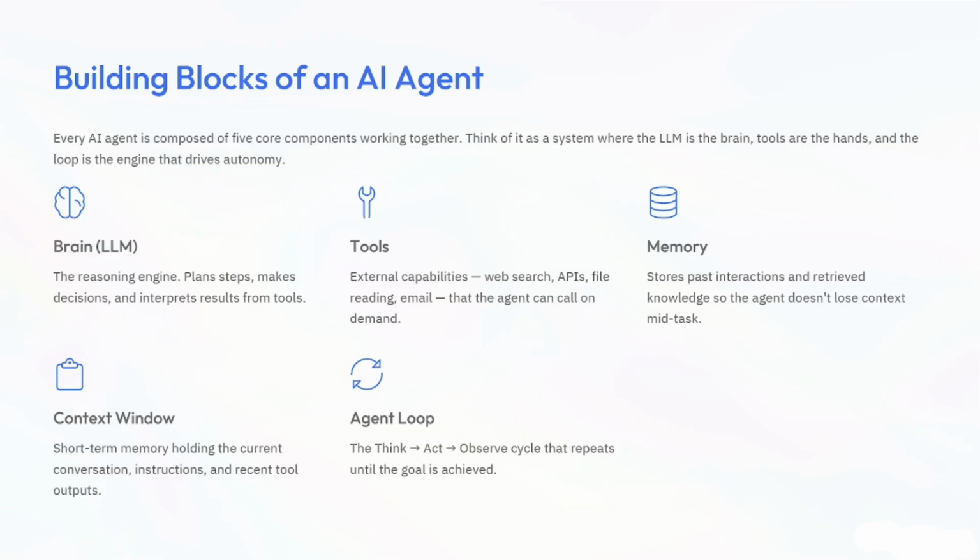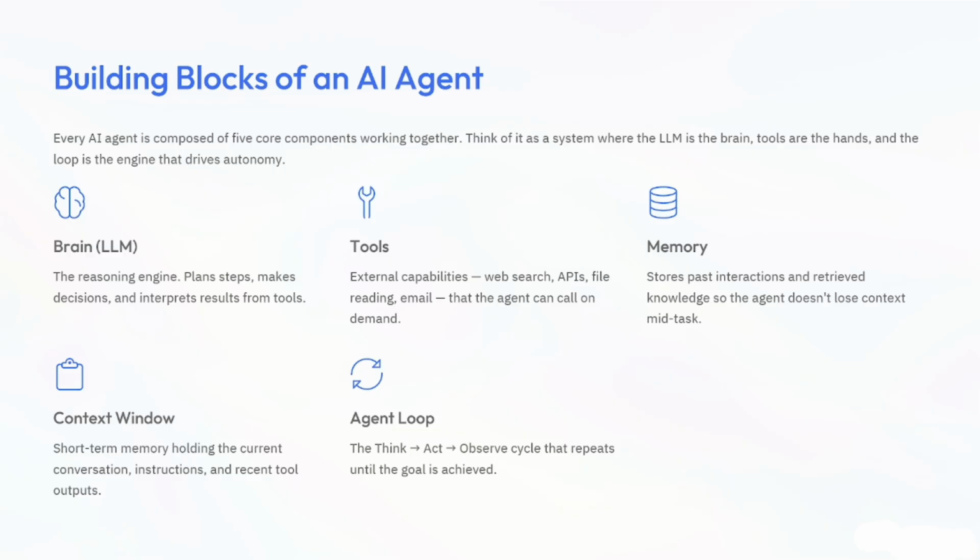Then the third core component is memory. Imagine you meet someone today, and tomorrow you remember their name. That's memory. Similarly, AI agents also remember previous information, so they don't forget everything after each step. Okay, so I hope you got the point.